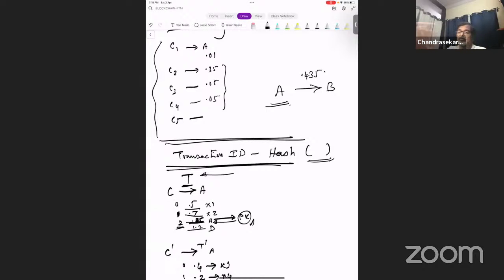UTXO is not like an account balance. UTXO should not be connected with any concept of account. Right? Unspent transaction output. It is referring only to output. It's not even referring to input. You can see that, UTXO. UTXO is the current state of your ownership. You not only own it, you have not spent it. That is why it is called unspent transaction output.